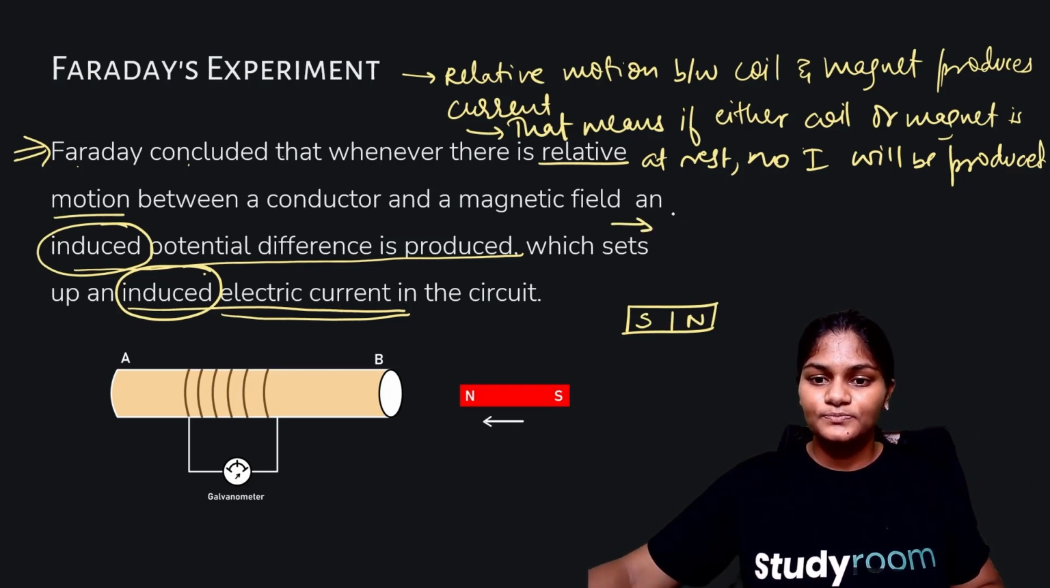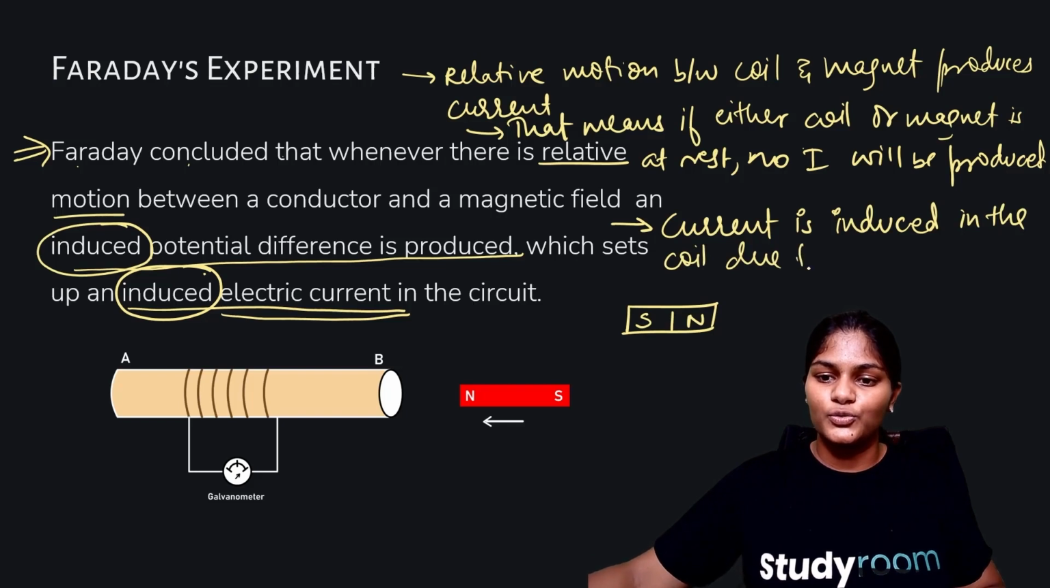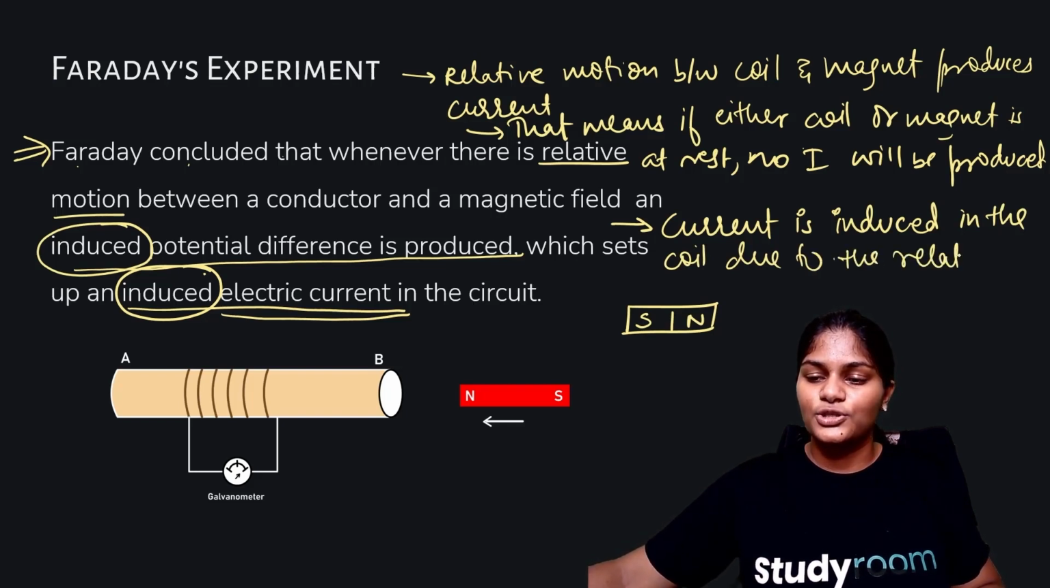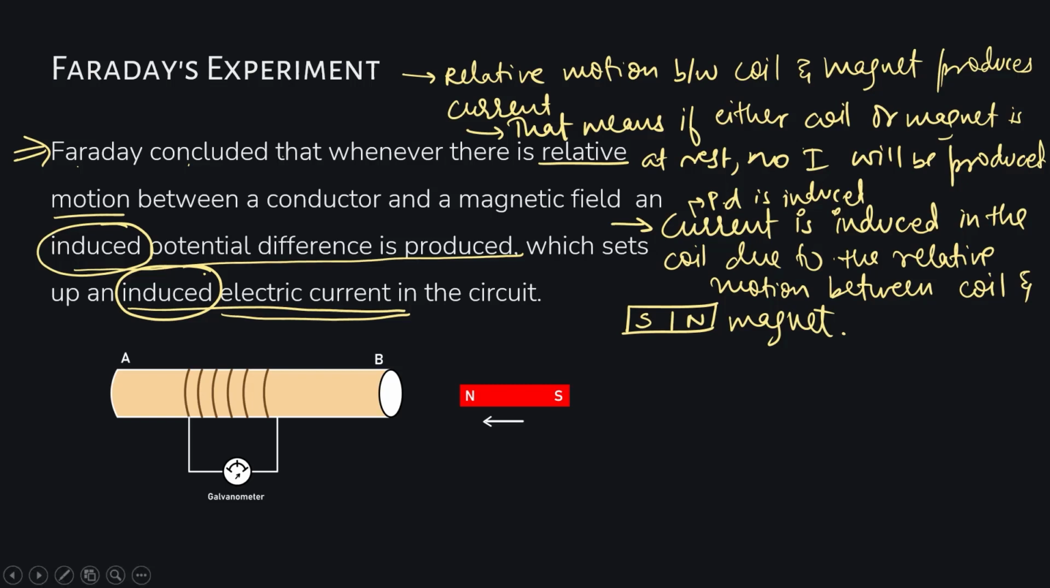So we say that current is induced in the coil due to the relative motion between coil and magnet. Okay, and current is induced because before that a potential difference is induced. Obviously current will only flow when there is a potential difference, right? So potential difference is induced, and because of that an induced current flows. Okay, I hope this is clear to you.